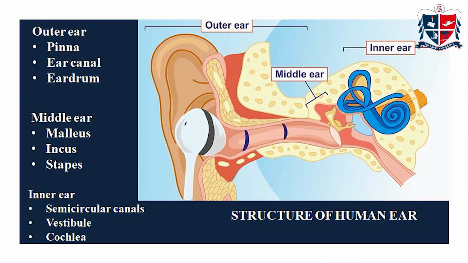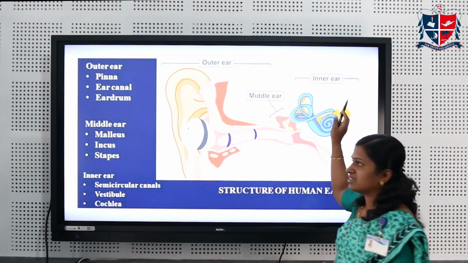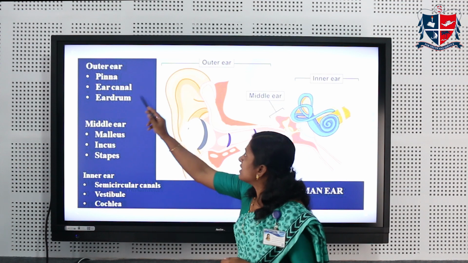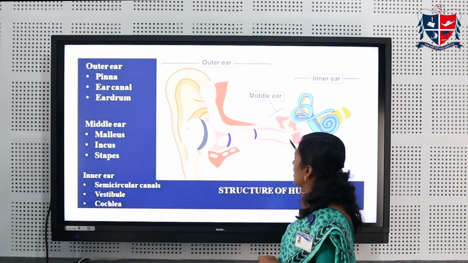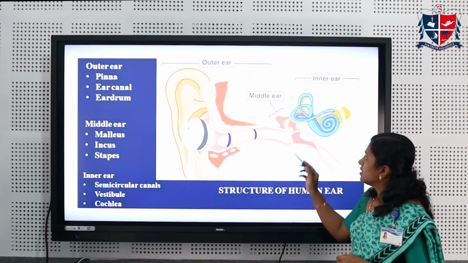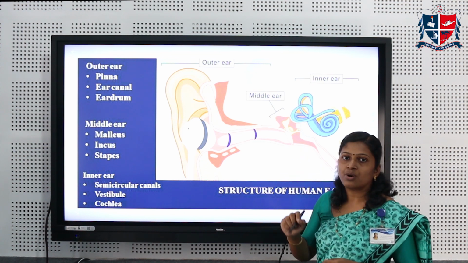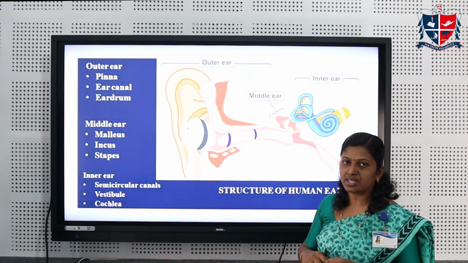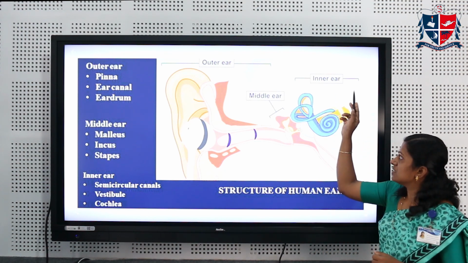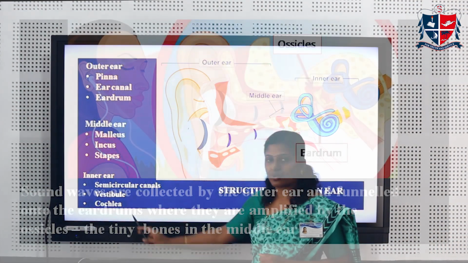First, we shall go on to the structure of the human ear. It can be divided into three basic parts: outer ear, middle ear, and inner ear. The outer ear contains the ear pinna, the ear canal, and the eardrum. Next comes the middle ear: the malleus, incus, and stapes, combined as the auditory ossicles, which form the smallest bones in the human body. And next comes the inner ear. It contains three semicircular canals, vestibule, and cochlea.